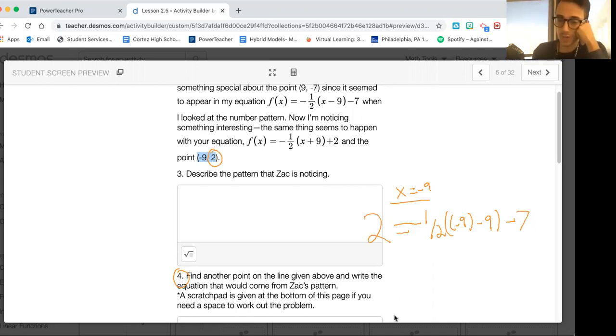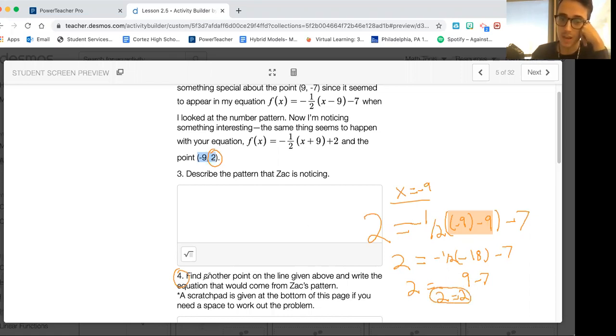We'll focus first inside parentheses. So I'm focusing in right here. -9 minus 9 is just going to get me -18. That's multiplying with -1/2. Eventually we'll deduct 7. -1/2 times -18 is 9. 9 minus 7. Again, we're saying it should equal 2, which is the case.